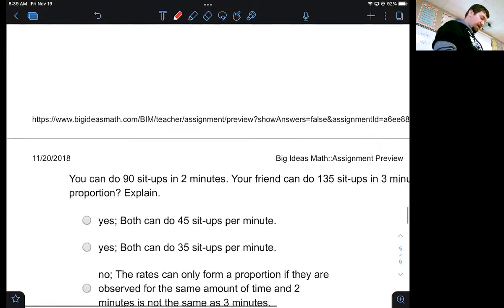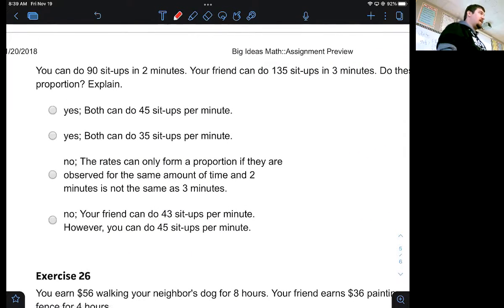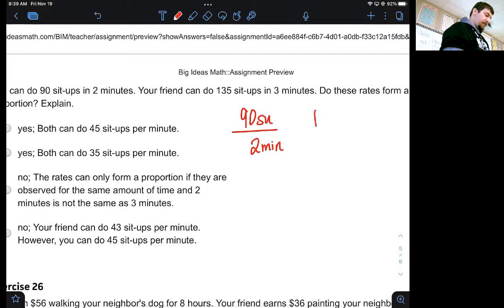Now for number 21, this one is the same thing. How do I write 90 sit-ups in 2 minutes? 90 SU maybe, sit-ups? That's fine. Over what? 2 minutes? Okay, and I want to see if that's the same as doing 135 sit-ups in 3 minutes.